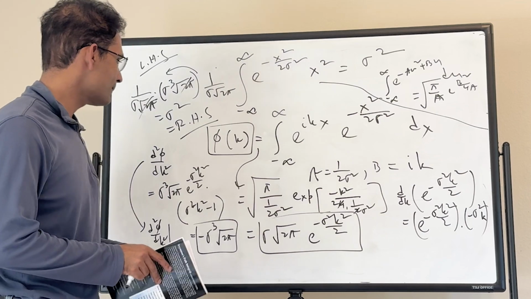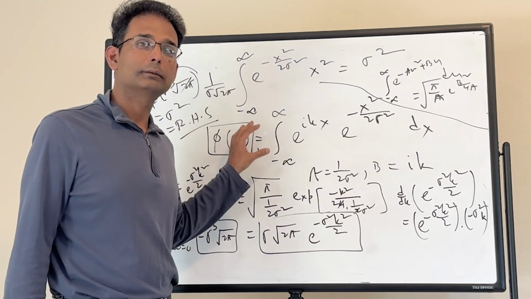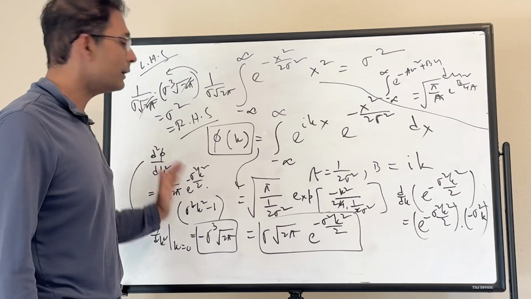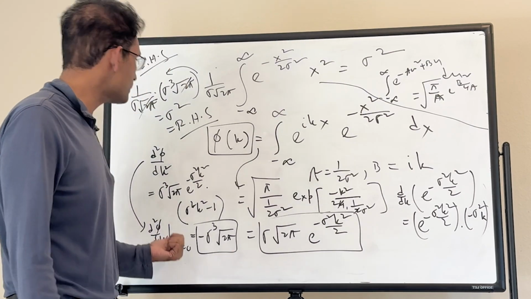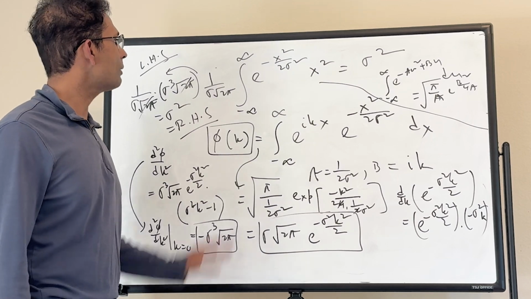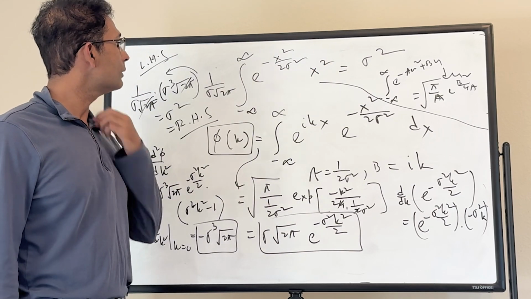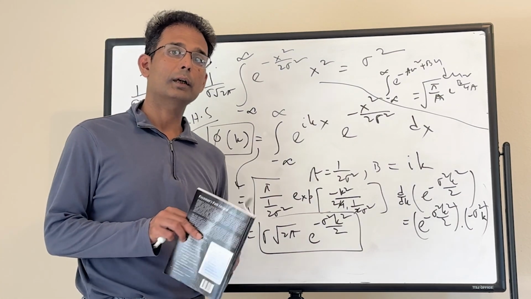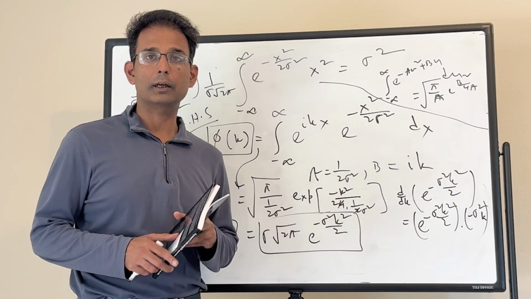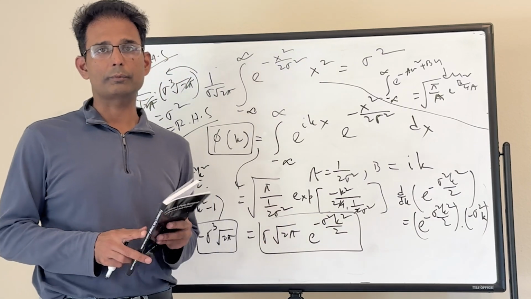So the main idea is to calculate phi k, then take the second derivative of that and evaluate that second derivative at k equal to 0. That gives you the integral, and from there you can prove this result. This is a very important result in statistics, and it's also very important in path integrals, as I said, in deriving the Schrodinger equation using the path integral formalism.